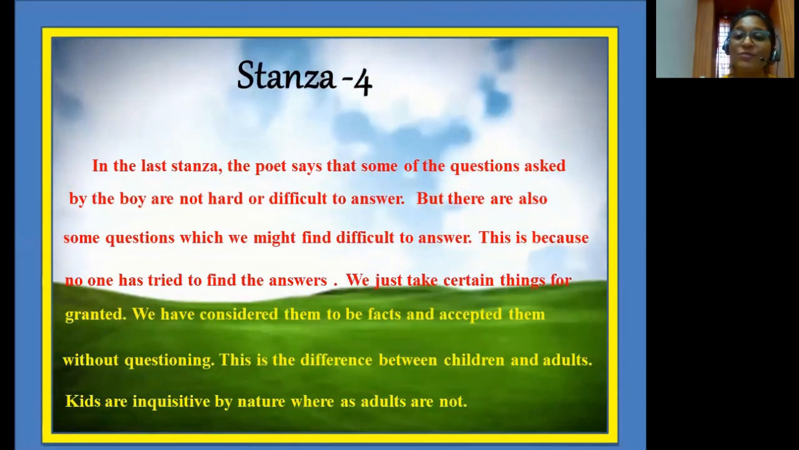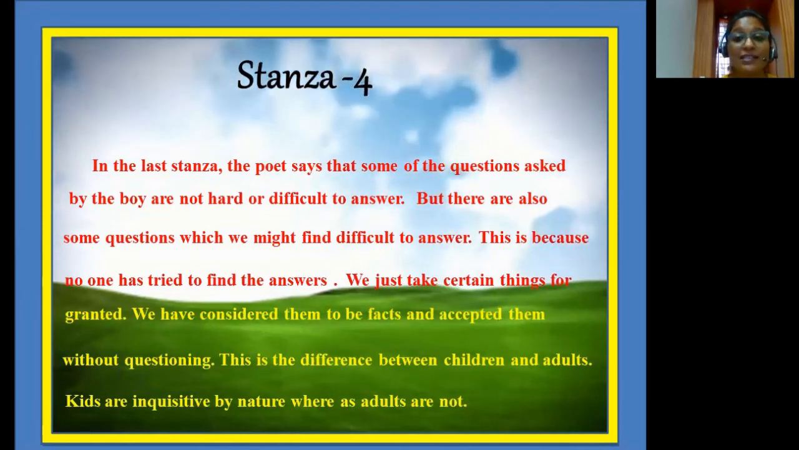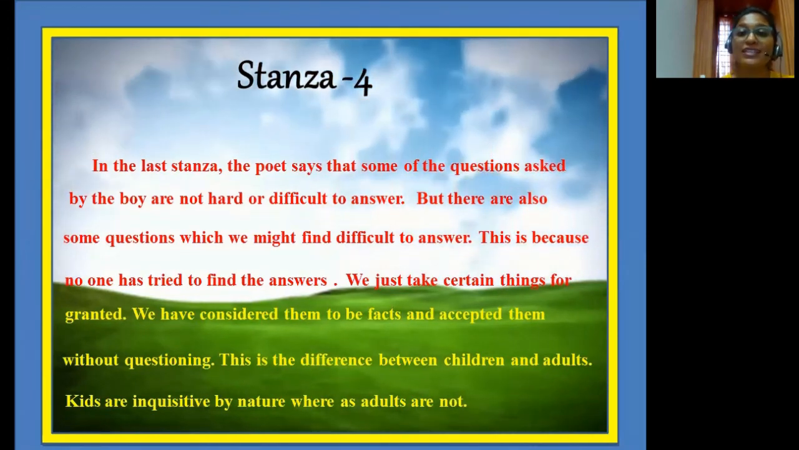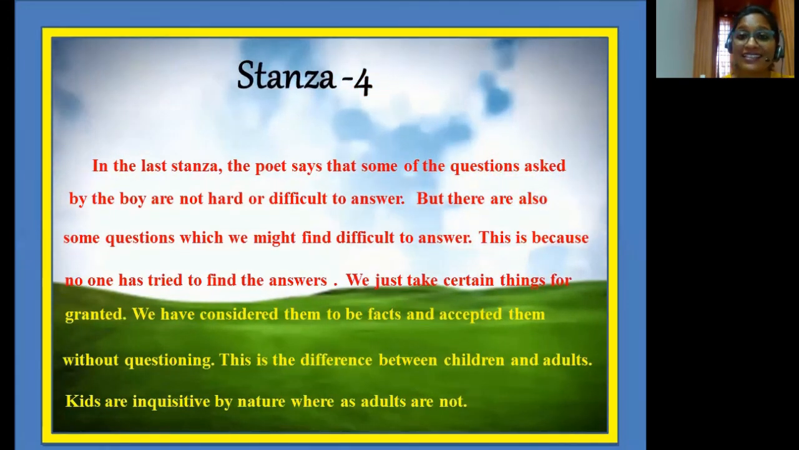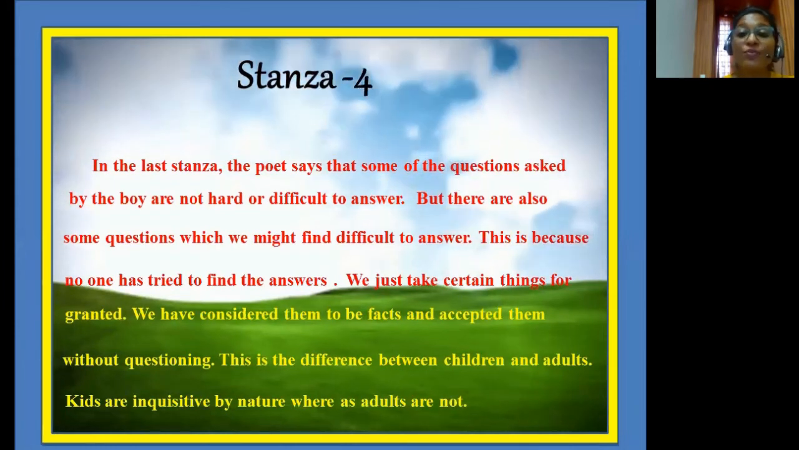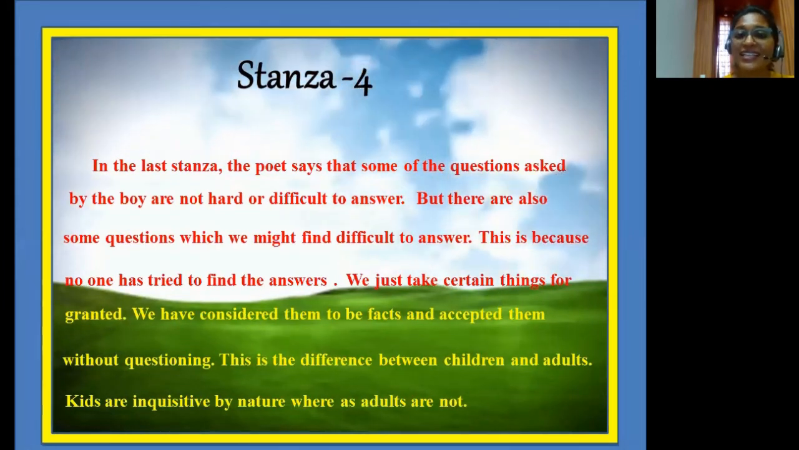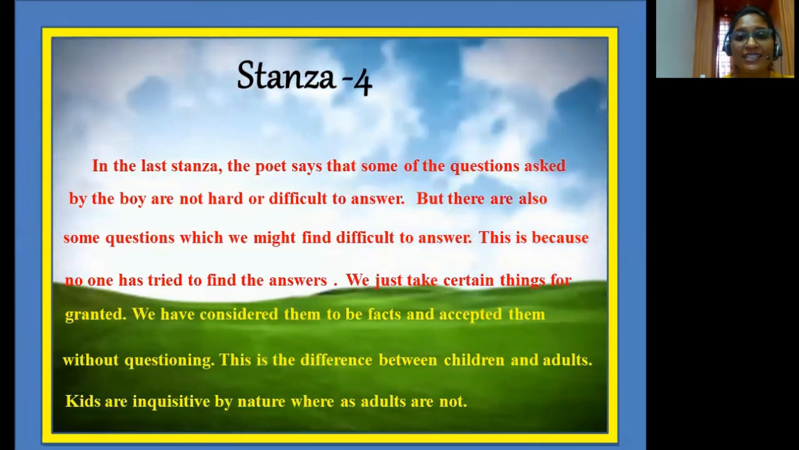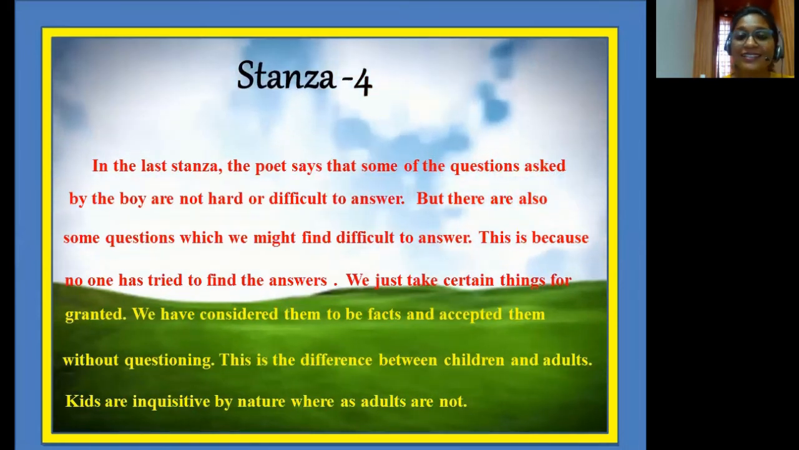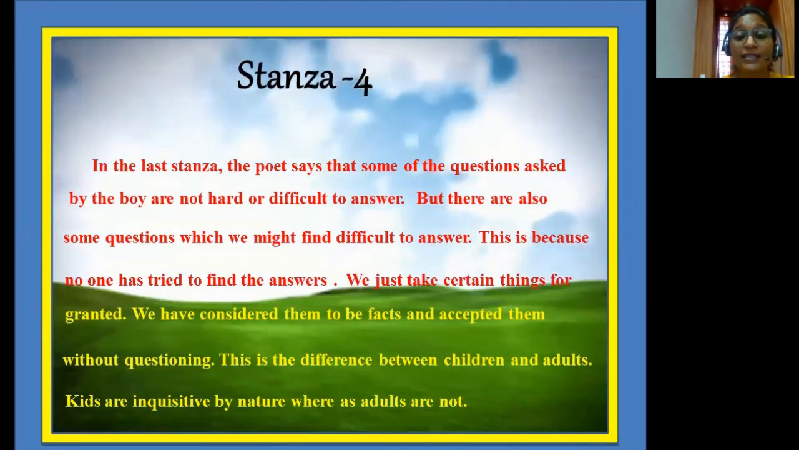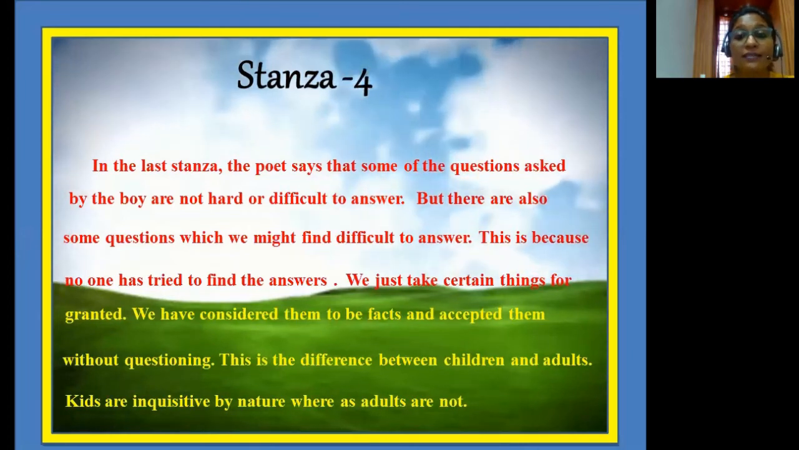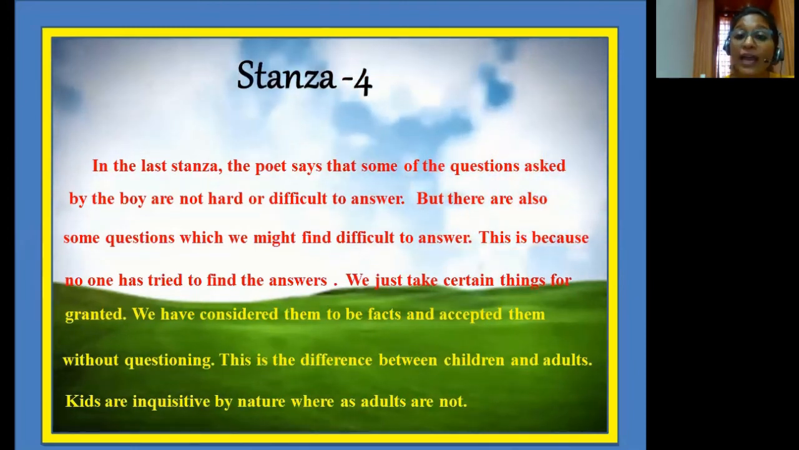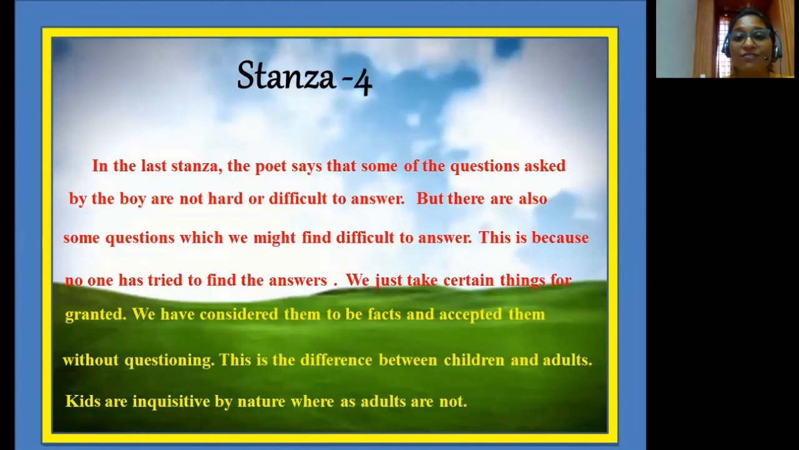One such example for this type of question is why the sun sinks behind the hills. Here, the poet also shows us the difference between children and adults. Children by nature are very curious, whereas adults have the tendency to accept things. They take things for granted without questioning them. The poem Why also explains how we can understand things around us by asking questions. So it is very good to have a curious or inquisitive mind.